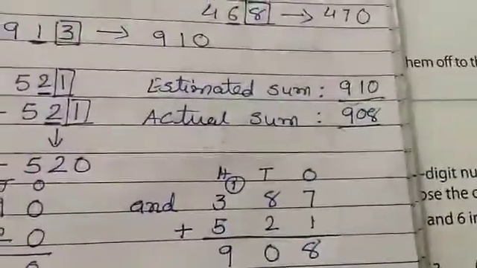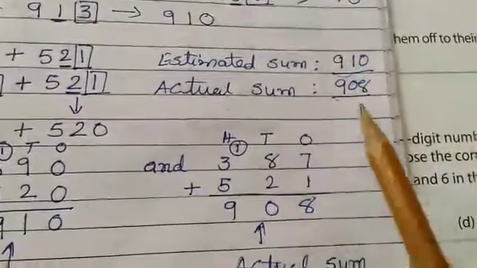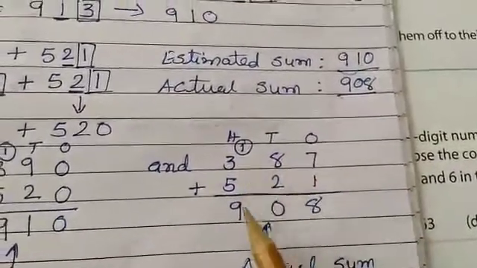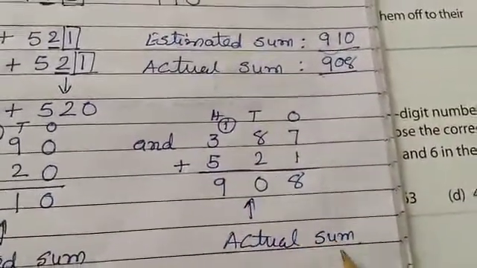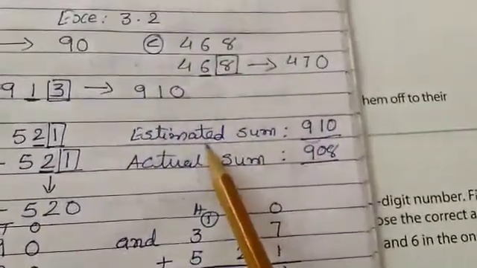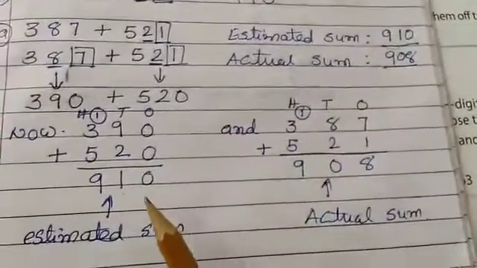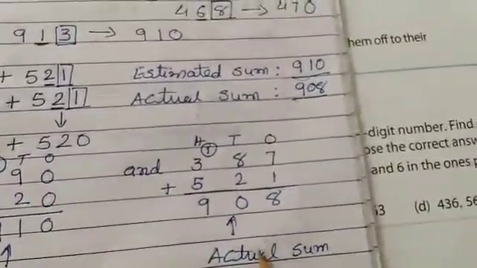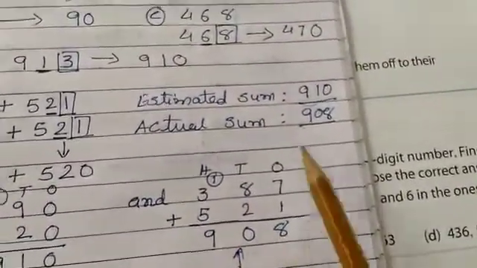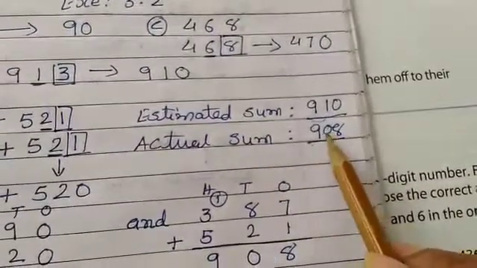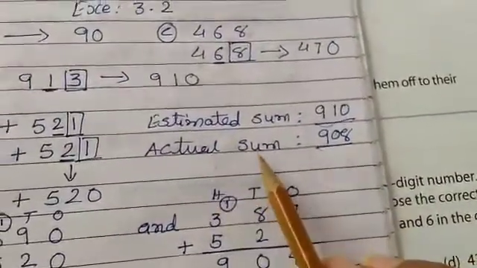And as I told you, to find the actual sum, we simply add the given numbers, and this is called the actual sum. So here we will write: estimated sum is equal to 910, as we have found here, and the actual sum is 908. So we will write here 908 is equal to the actual sum.